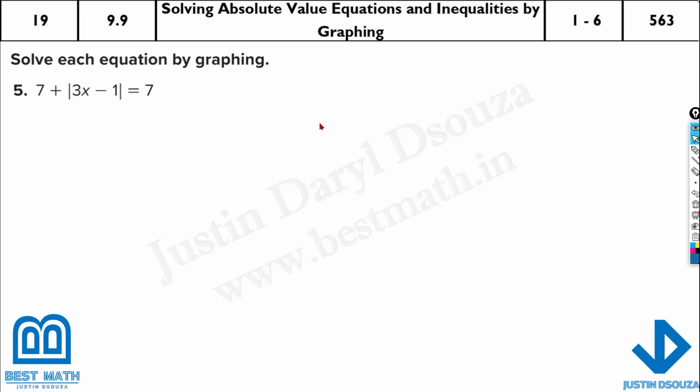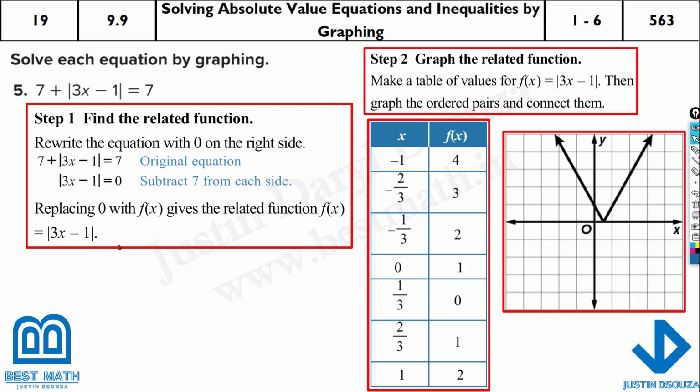Here it is similar to the previous one. 7 and 7 cancels, it will be equal to 0, and you can easily solve them up. Now here, what is the midpoint? The middle value will be x is equal to 1 by 3. Why? Because this is equal to 0, so x is equal to 1/3.